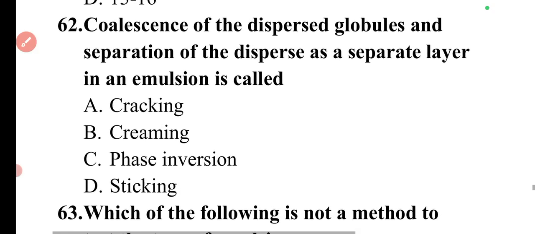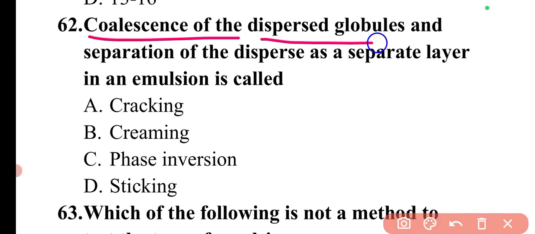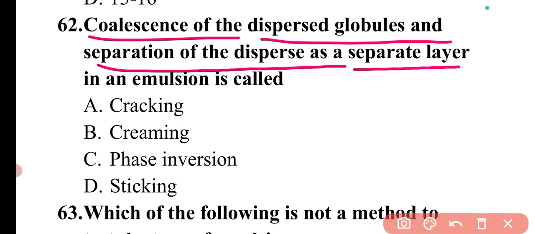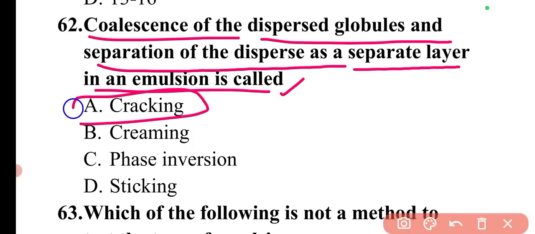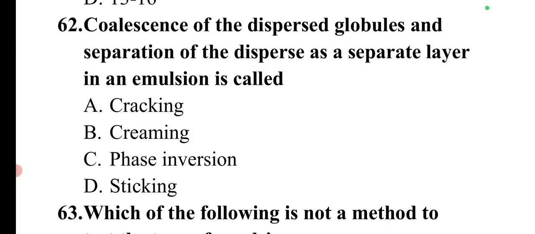Moving to the next question. The question is, coalescence of the dispersed globules and separation of the dispersed phase as a separate layer in an emulsion is called. It is basically an instability in emulsion in which the coalescence of dispersed globules and separation of the dispersed phase occurs as a separate layer, and this is known as cracking. So here option A will be the correct answer.